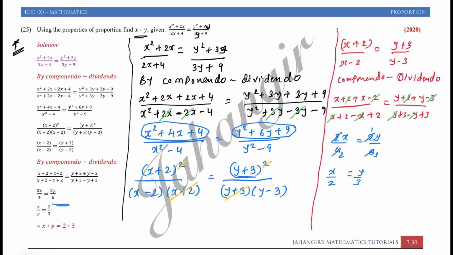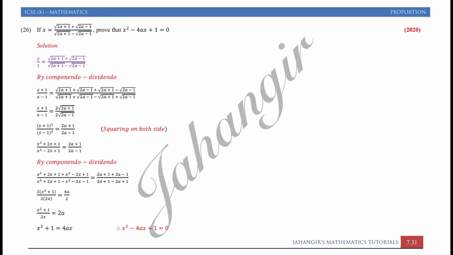So here I can write by alternando. Okay, write it down. So I can write x upon y is equal to 3 by 2. So therefore x is to y is equal to 3 is to 2. So, last sum of this chapter. This sum we had already done in the exercise part.